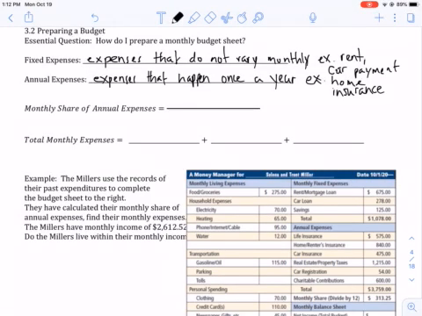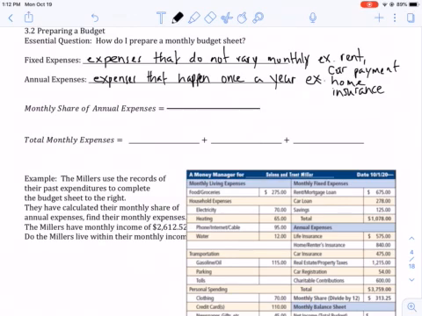Well, hello there. This is section 3.2, preparing a budget. Our essential question: how do I prepare a monthly budget sheet? So we've got a little bit of vocab here: fixed expenses and annual expenses.